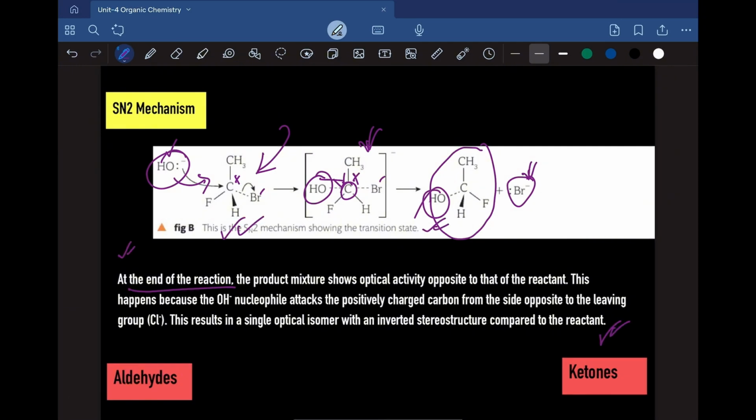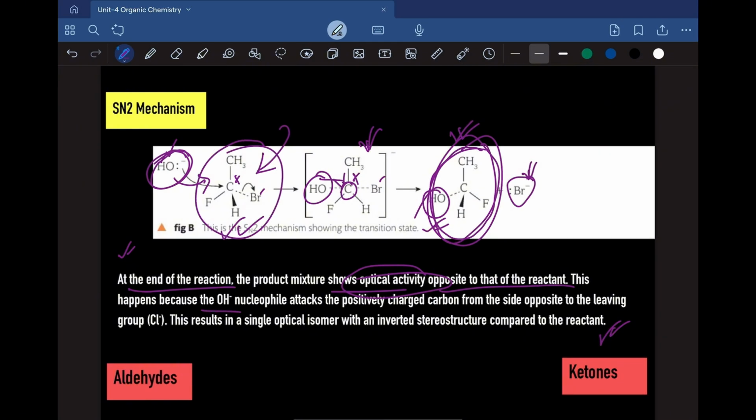Now at the end of the reaction, the product mixture shows optical activity. Why optical activity? Because it has only produced one enantiomer, unlike the previous one which has two enantiomers, because the OH minus nucleophile could attack from both sides. Here it is attacking from one side, so now it has produced only one enantiomer. That is why it is showing optical activity, opposite to that of the reactant.